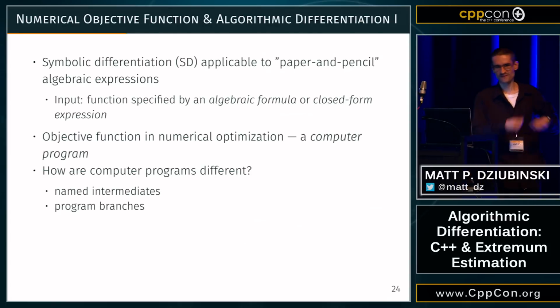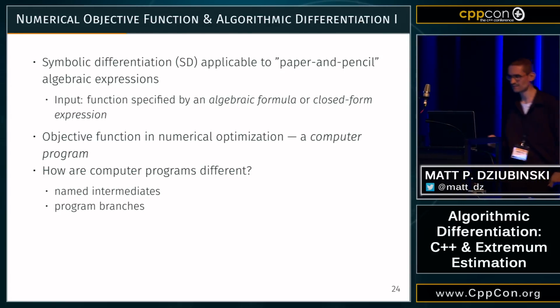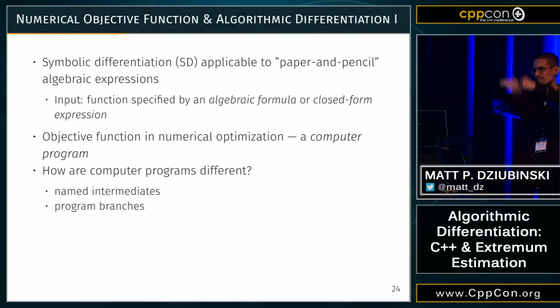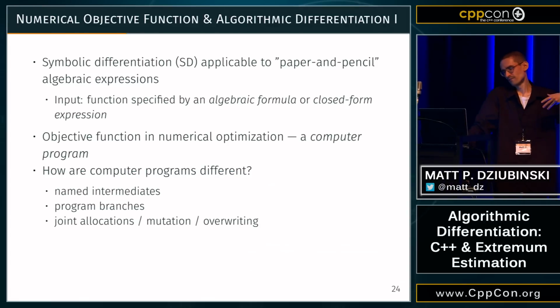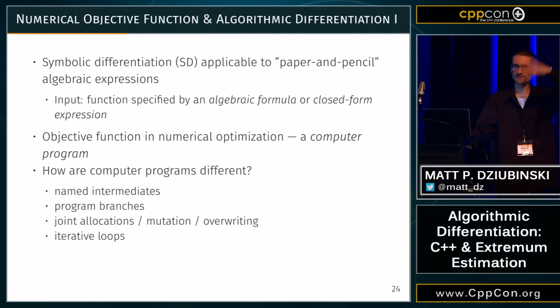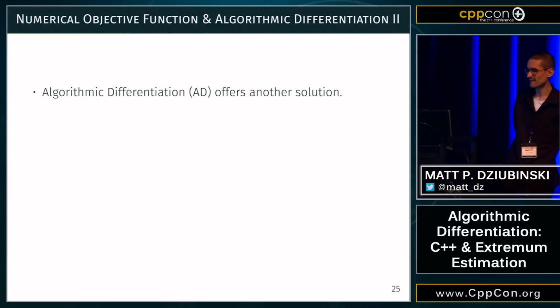They also have program branches. Sometimes you have a function that calls a function that calls another function that maybe has an if statement that goes from one place to another, and this could all be overwritten, mutated, and iterated a bunch of times. So that usually doesn't happen on a piece of paper. So are we back to square one? Should we go back to finite differences? Well, no. We would like to have our cake and eat it too.